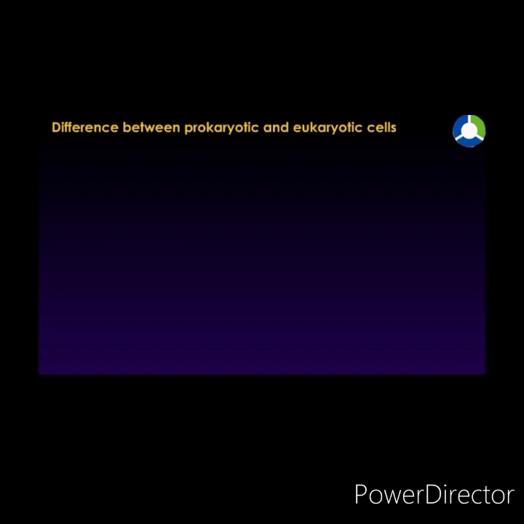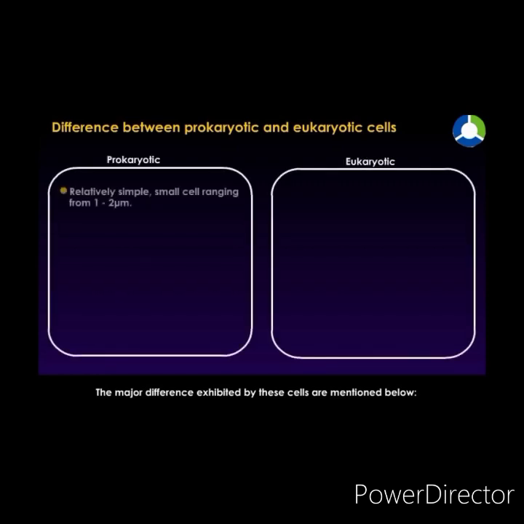Other differences between prokaryotic and eukaryotic cells: they differ in their structure. The major differences exhibited by these cells are mentioned below. Prokaryotic cell is a relatively simple, small cell ranging from 1 to 2 micrometers. Eukaryotic cells are complex, large cells ranging from 10 to 100 micrometers.